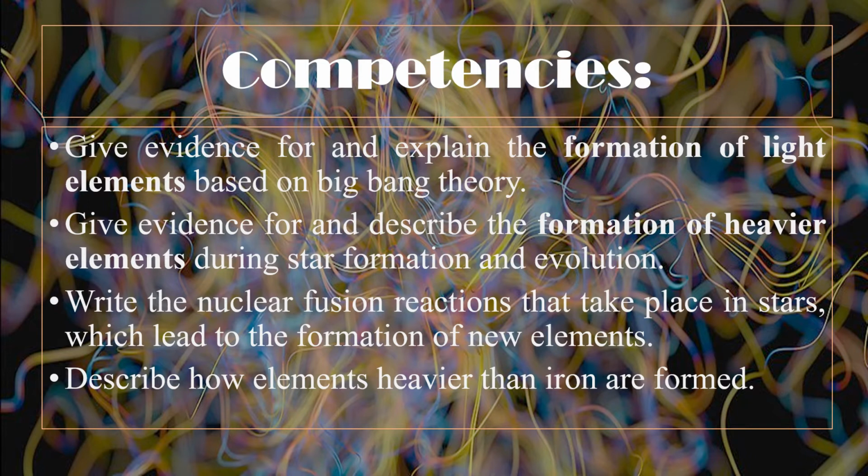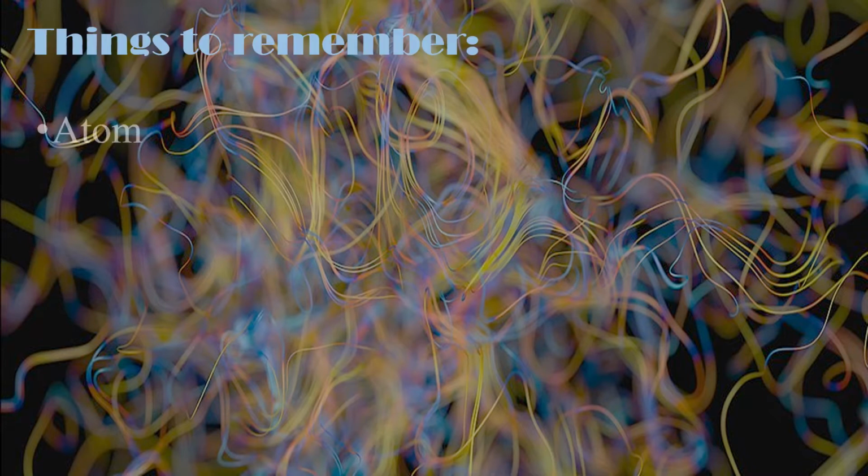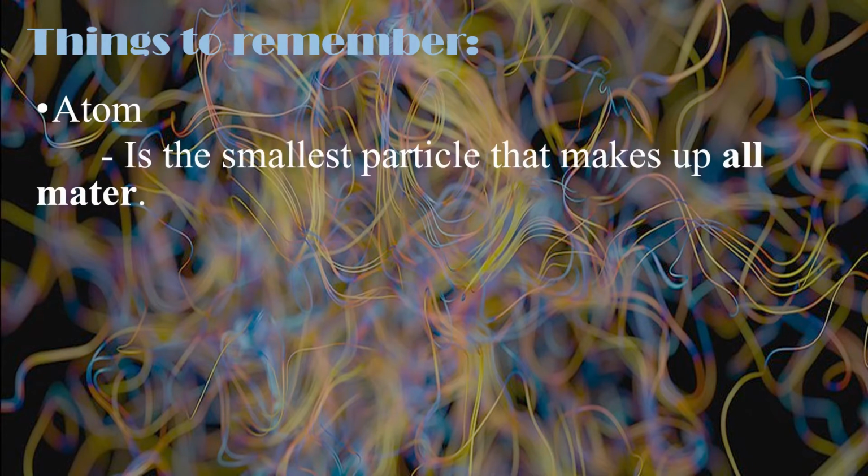This is the competency that we are about to reach after this presentation. Before we deep dive into our main lesson, here are the things that we should remember. An atom is the smallest particle that makes up all matter. An atom is composed of protons, neutrons, and electrons. Protons and neutrons are located at the nucleus of an atom, while the electron is located outside the nucleus of an atom. Sometimes, the term element is used as another name for an atom.